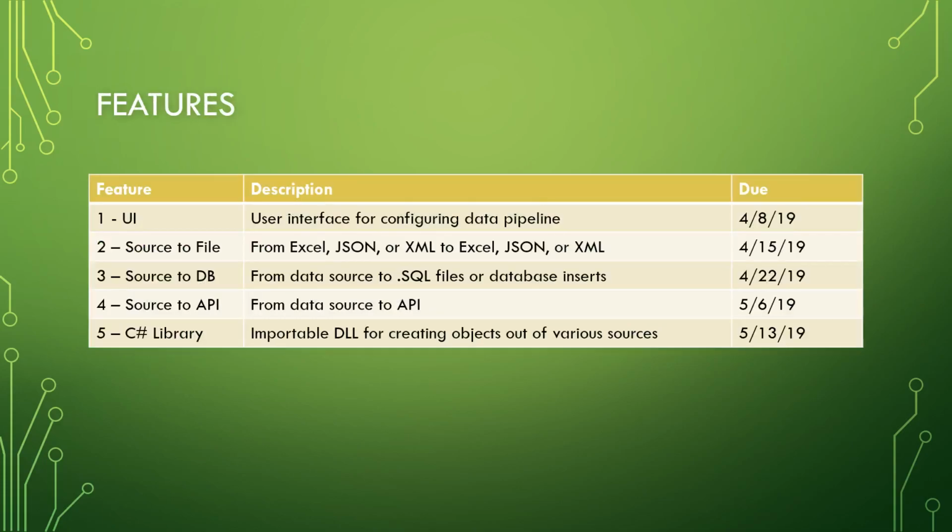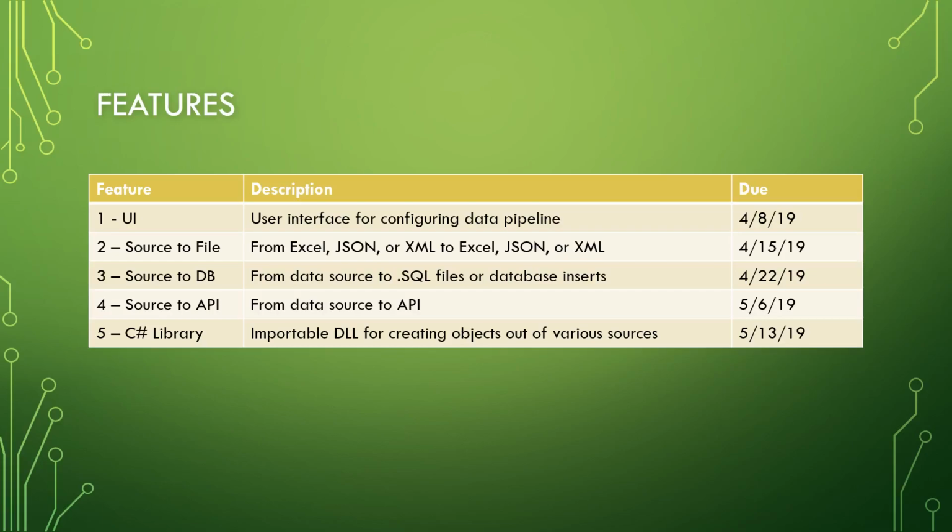So here are some of the features. The first feature is going to be the UI. This is where the user will configure the data pipeline, right? So this is where the user will say, I'm expecting an Excel file and I want it to go into a JSON file, and this is where I'm expecting it to come from. This is where I want it to go, and all that kind of stuff.